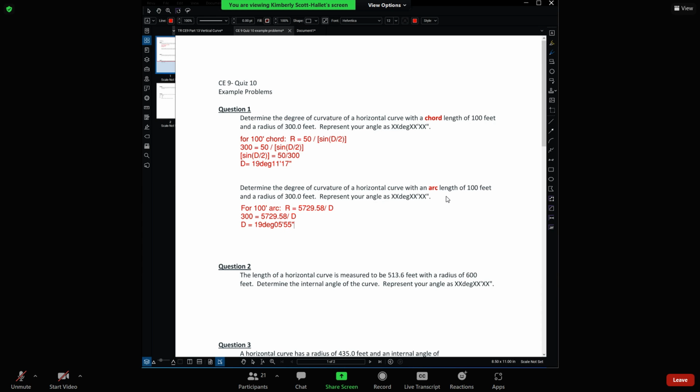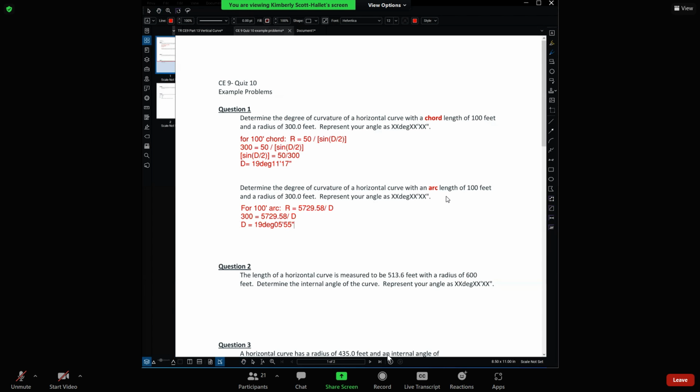So again, on your final, make sure that you actually read the question and answer the question that you're asked, because even if I was to grade this and gave partial credit, you couldn't get partial credit if you solve for an arc when you're asked for a chord or vice versa. So just make sure that you're actually reading the question and answering the question that's asked, not the question that you think I'm asking or the question that you want to answer.